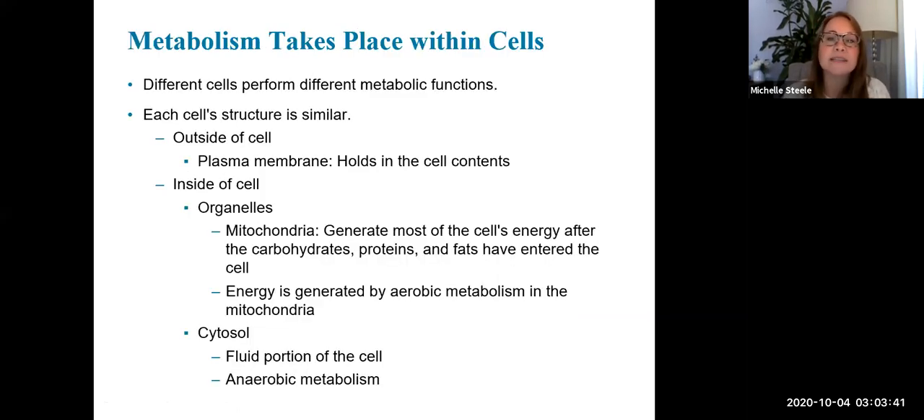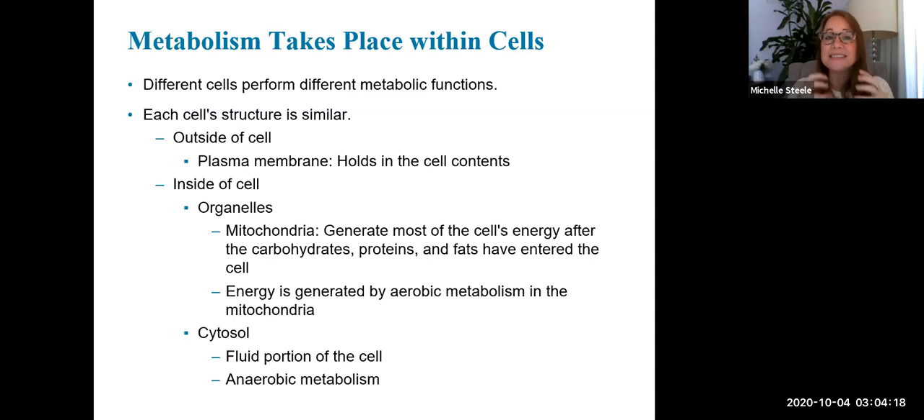Now, where does that metabolism take place? It takes place in our cells. Now, again, as I mentioned, these different cells perform different metabolic functions. So the cells in our eyes are going to be very different than the cells that are in our muscles or the cells that are in our organs, such as the liver. But if we look at each of these cells, you'll notice that the structure of these cells is very similar. They each have an outside of the cell known as a plasma membrane. This is essentially an outer envelope that holds in the cell's contents.